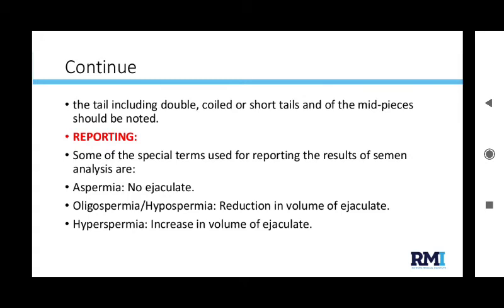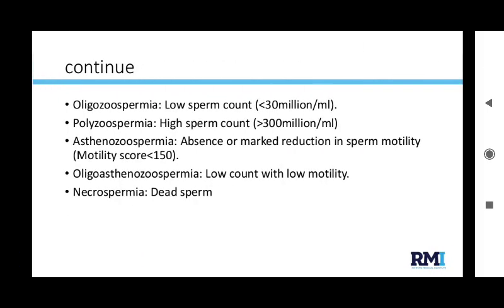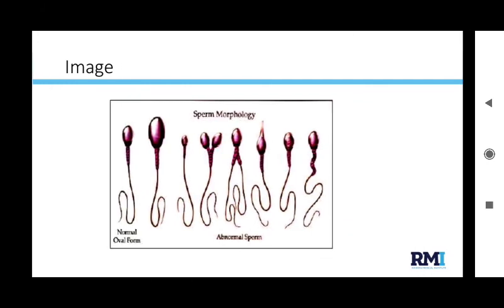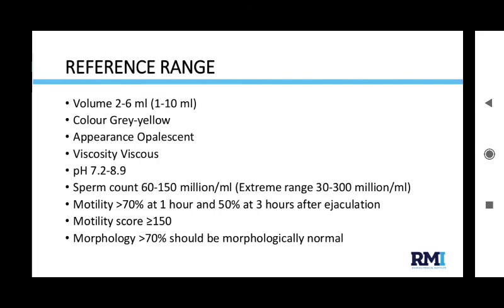They should be noted. This reporting terminology is repeated; we already saw it. Now see, you can see the normal sperm form and abnormal sperm forms, double headed, double tails, like that, different morphology of heads, all this. So you can see the abnormal sperms.